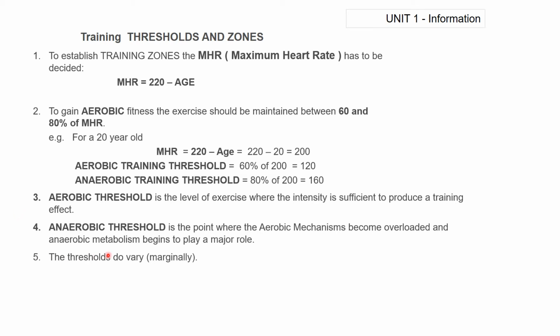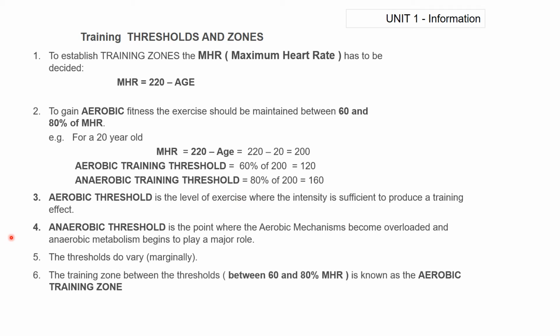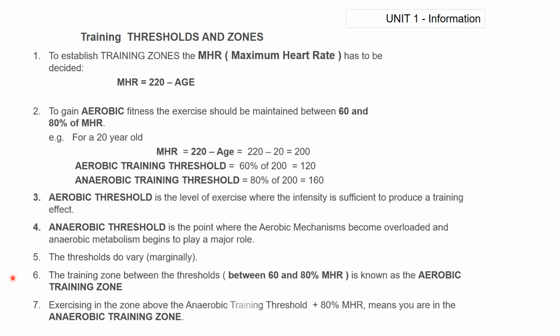So the thresholds do vary marginally. So it might not be exactly 60% of 200, it might be 123, might be a bit less, okay? The training zone between the thresholds, so between 60 and 80% of your maximum heart rate, is known as the aerobic training zone. And exercising in the zone above is the anaerobic training zone, okay? Plus 80% maximum heart rate, this means you're in the anaerobic training zone.